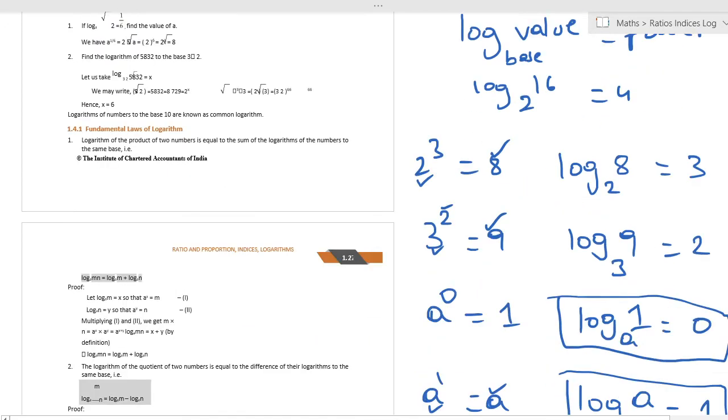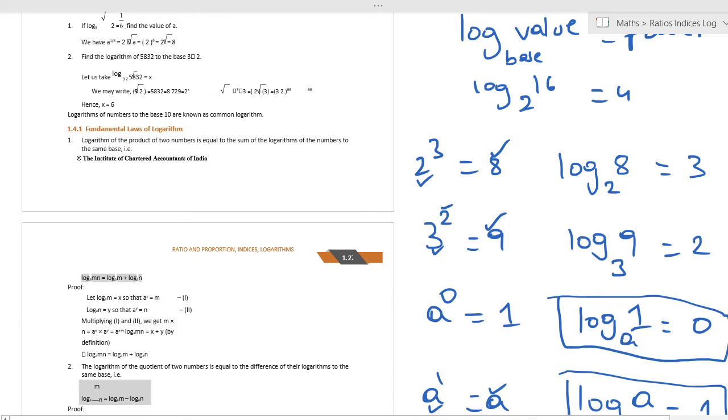So let us look at a few examples. 2 power 3 equals 8. Here the value is 8, the base is 2, and the power is 3. The answer will be 3. Similarly, 3 square equals 9. So log of value 9 to the base 3, the power is 2. So the answer is 2.